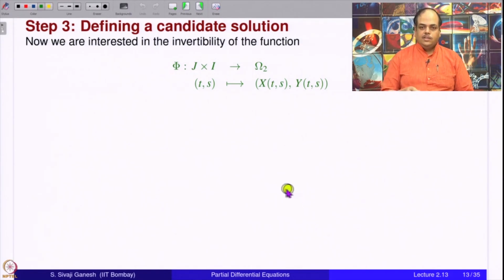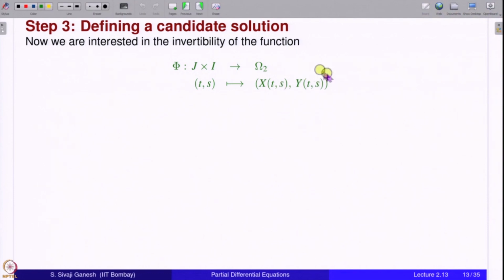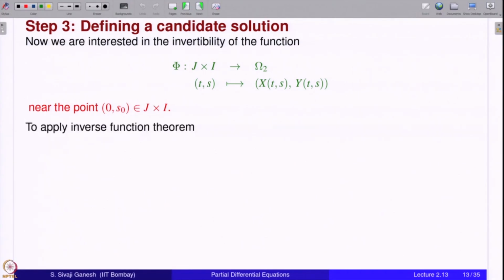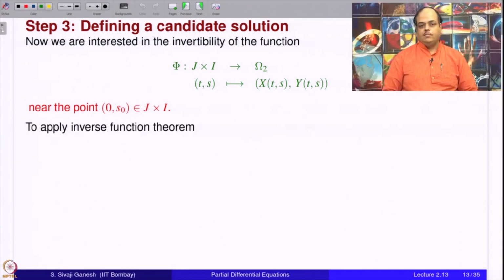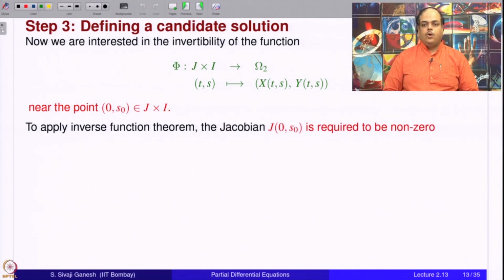What is this function? This is actually the base characteristic curves, right. The trace is the base characteristic curve as t varies, passing through the point f(s), g(s), which is on gamma 2. So, near this point (0, s naught), which belongs to J cross I, now to apply the inverse function theorem, the Jacobian is required to be non-zero.